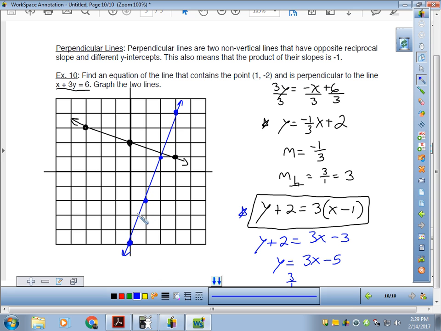Now if you did it right, it should look like it's forming a right angle right there where the two lines cross. It should look like they're at a right angle.